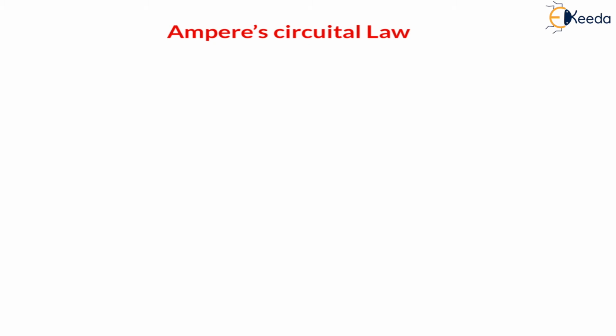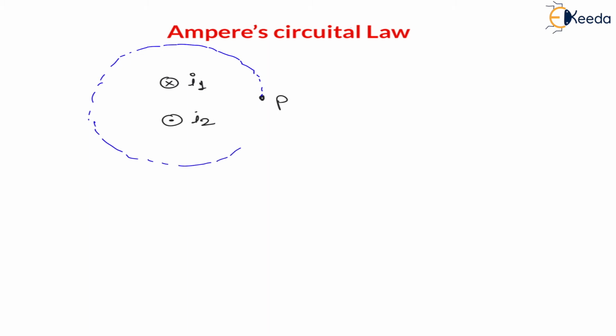Now let us say, my dear students, there is I1 going inside, cross means going inside, and I2 coming outside, right? And at point P, I want to find the strength of the magnetic field. Now what I will do, I will form a loop passing through the point P around this I1 and I2, having I1 and I2 enclosed inside the loop, right? Now my dear students, let us say there is one more current carrying wire I3. It is going inside the board, right?